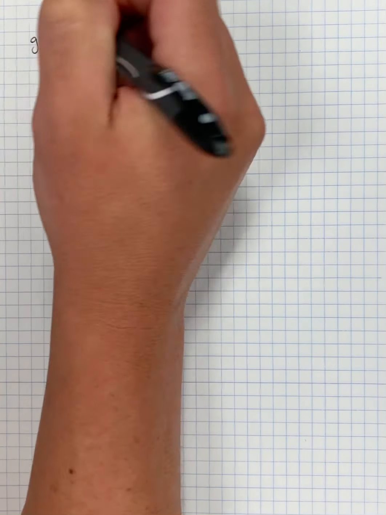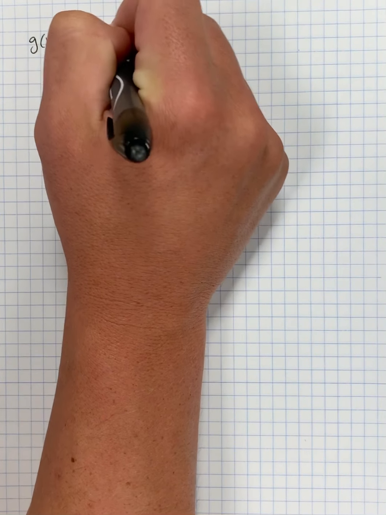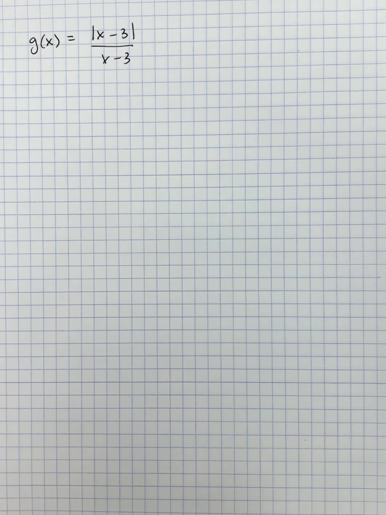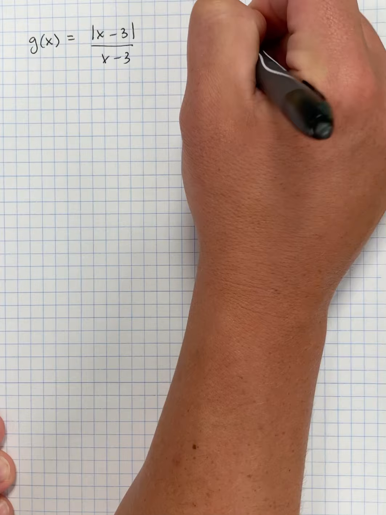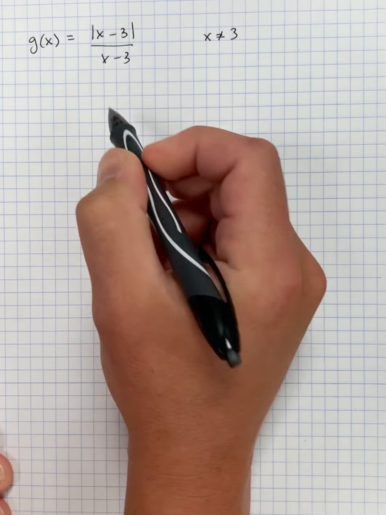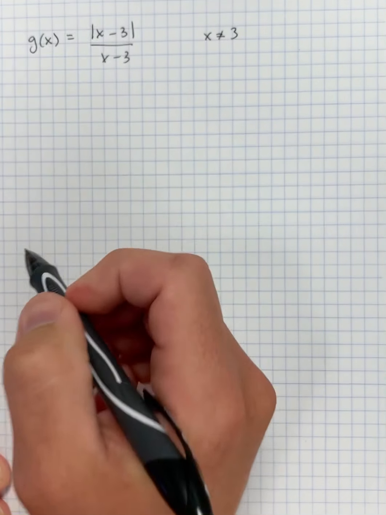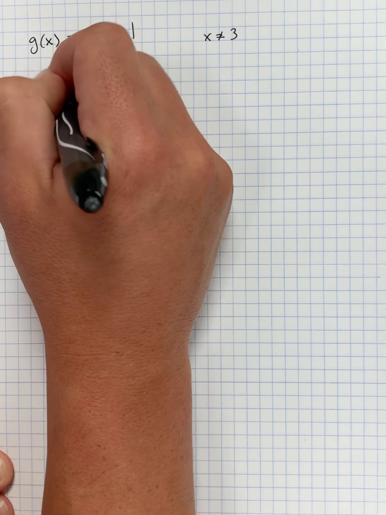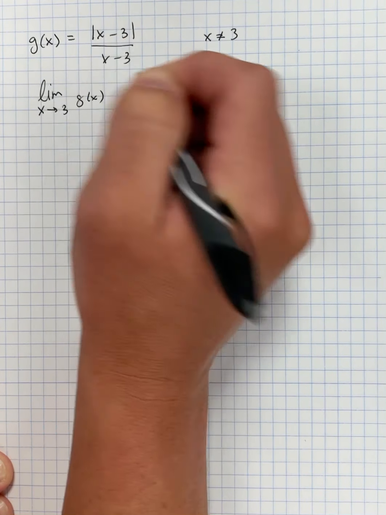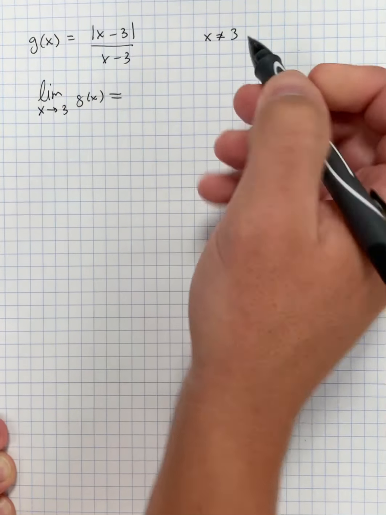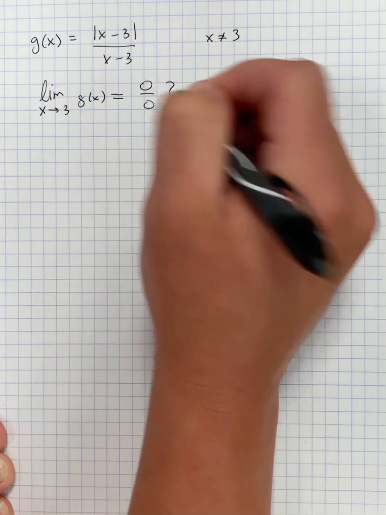And that's if I have g of x equals x times the absolute value of the quantity x minus 3, over x minus 3. And I'm going to look specifically at the point where x can't equal 3, because that's going to make my denominator equal to 0. So this is my problem. This is the value of x that's not in my domain, which means I really want to look at the limit as x approaches 3 of g of x. So when I put that in here, I end up with 0 over 0.